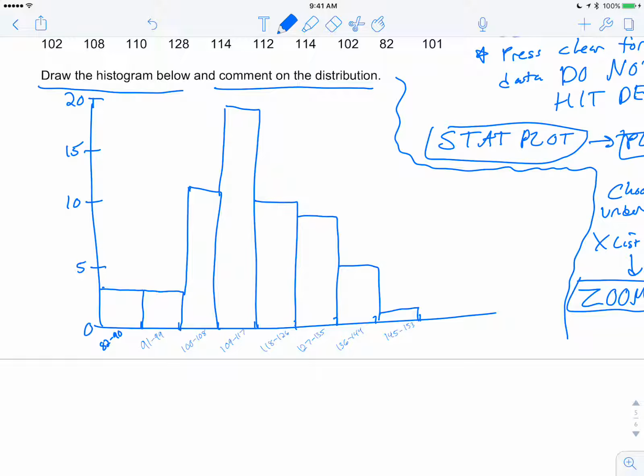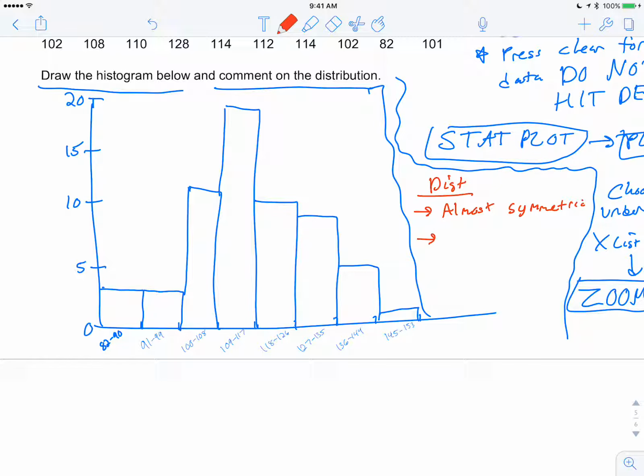As far as the comment on distribution, let's make a little note here. I'm going to change colors. The distribution comments. First of all, it's almost symmetric. I wouldn't call it skewed at all. There's no big outliers. There's no big gaps in the data set. Almost symmetric, we'll say.